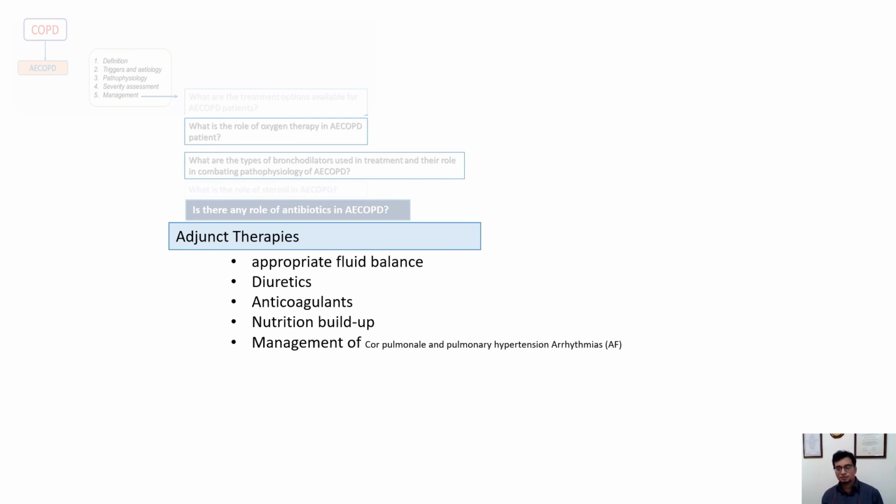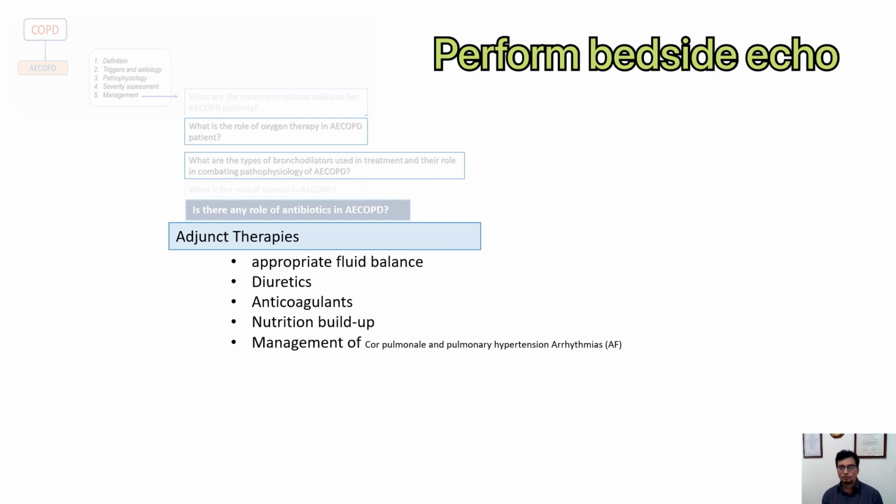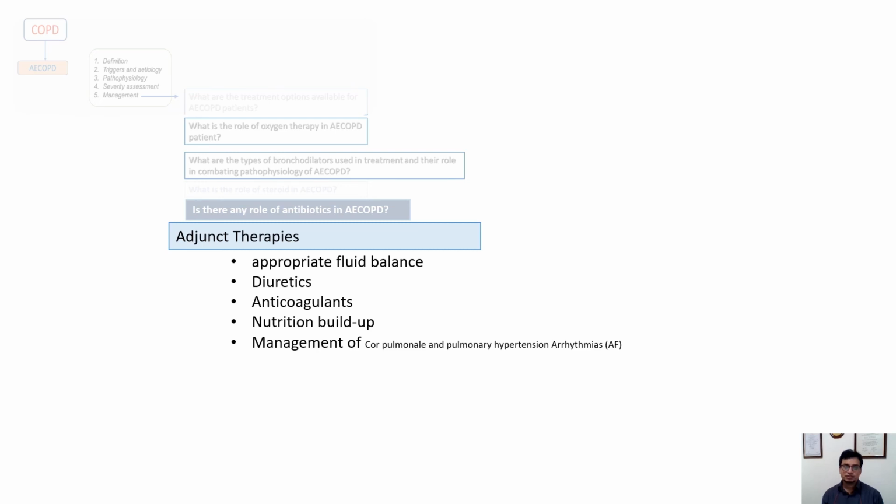Sometimes the patient may develop pedal edema due to cor pulmonale. And when you do echocardiography in such patients, you may find features of right ventricular hypertrophy, right ventricular dilatation, and also pulmonary hypertension. So you have to manage the cardiac component of COPD as well, so that the severity of disease can be controlled, and later you can have a good outcome. Patients with COPD exacerbation are at risk of DVT and pulmonary embolism. Therefore, anticoagulants should be given in such patients.